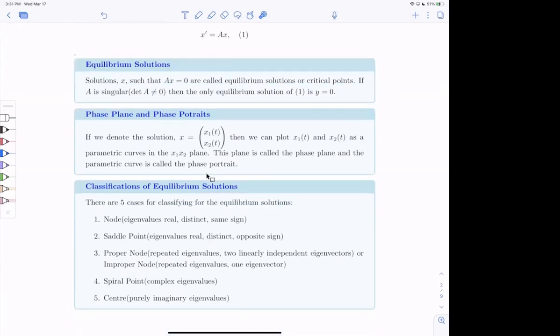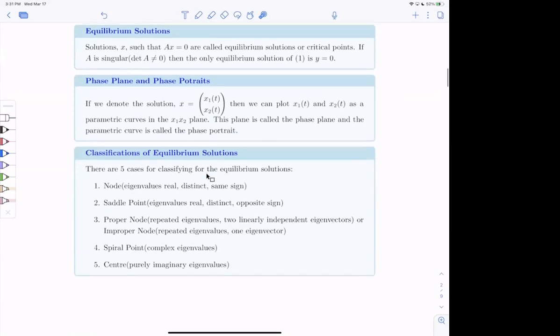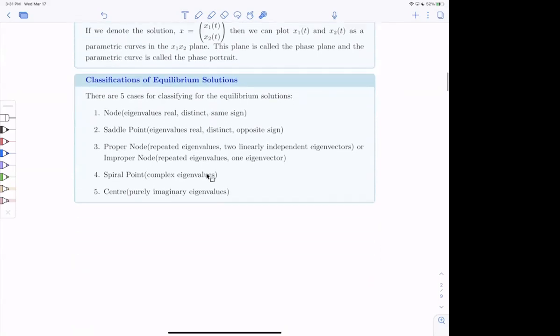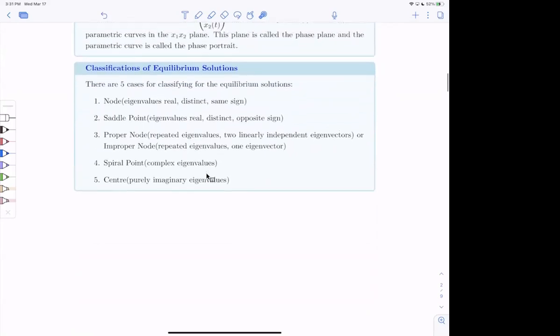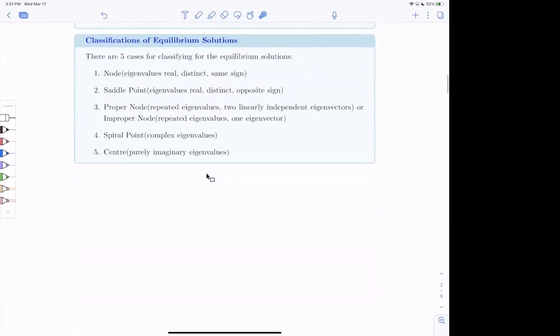Phase plane and phase portrait. If we denote the solution x equals (x1(t), x2(t)), then we can plot x1(t) and x2(t) as parametric curves in the x1, x2 plane. This plane is called the phase plane, and the curves are called the phase portrait, which you should know if you're in Natalia's session. If not, well, now you know. And we have 5 different cases for classifying the equilibrium solutions.